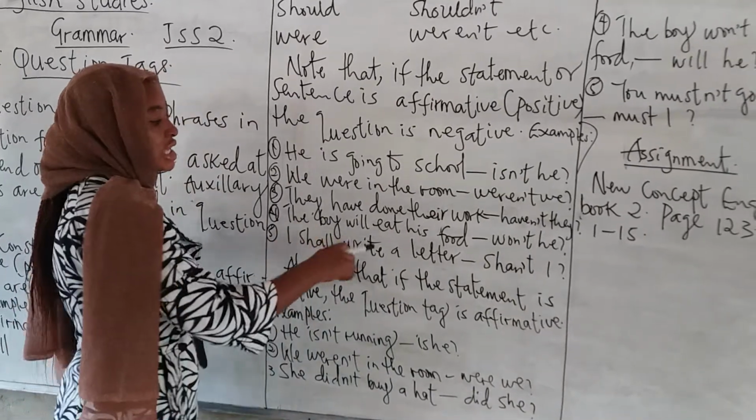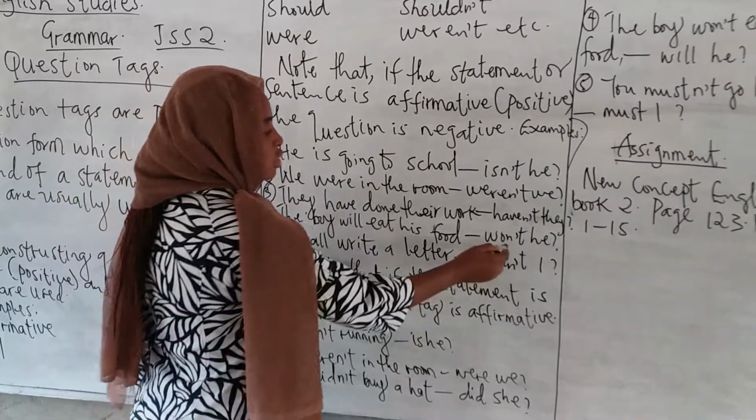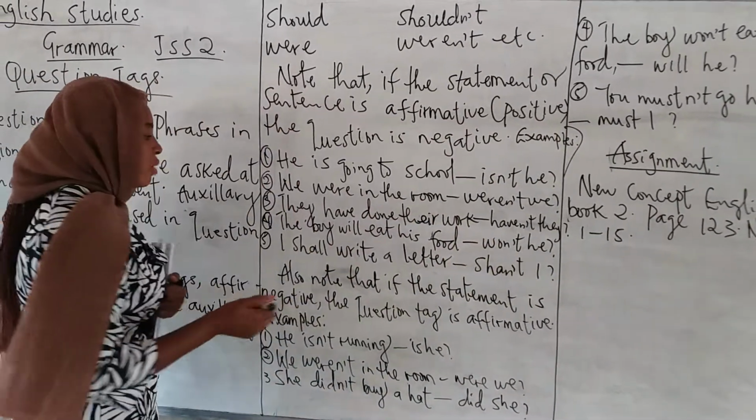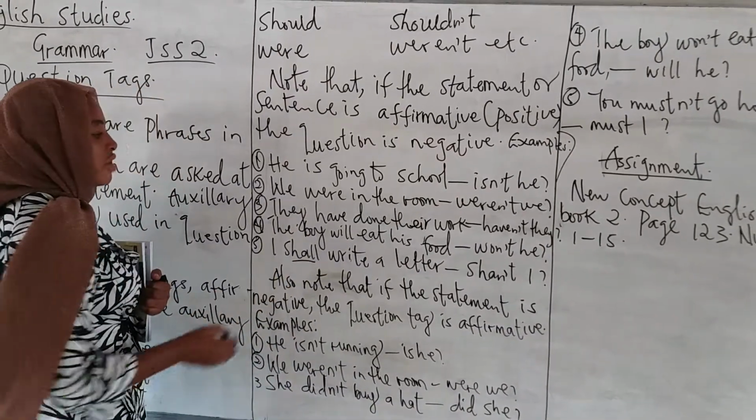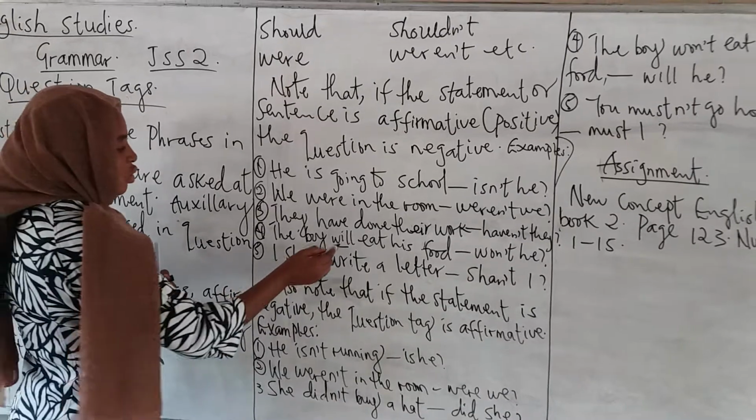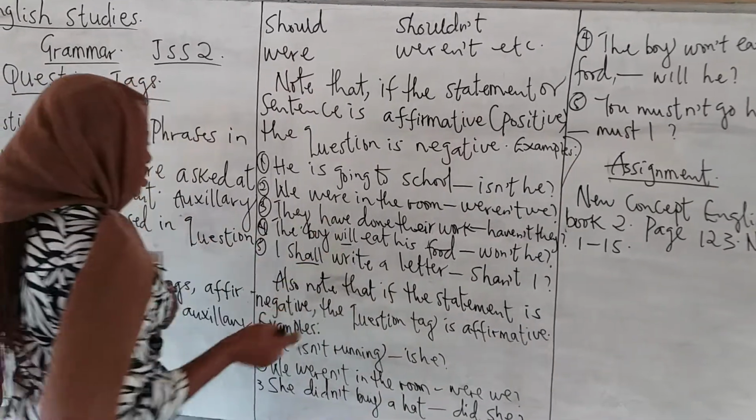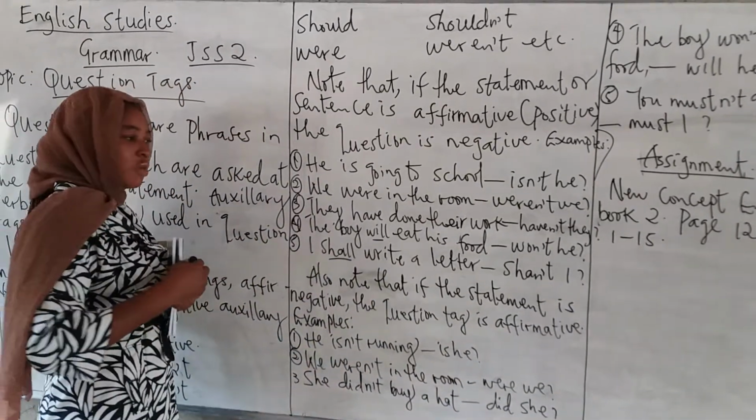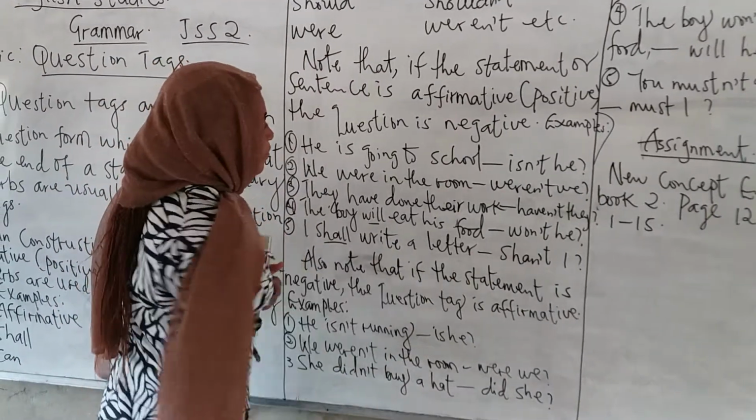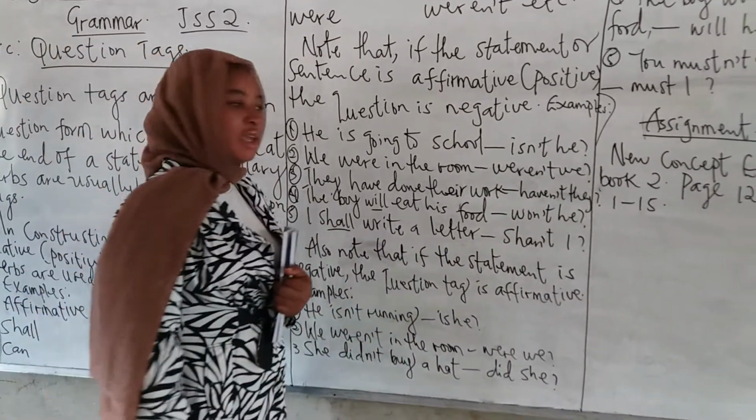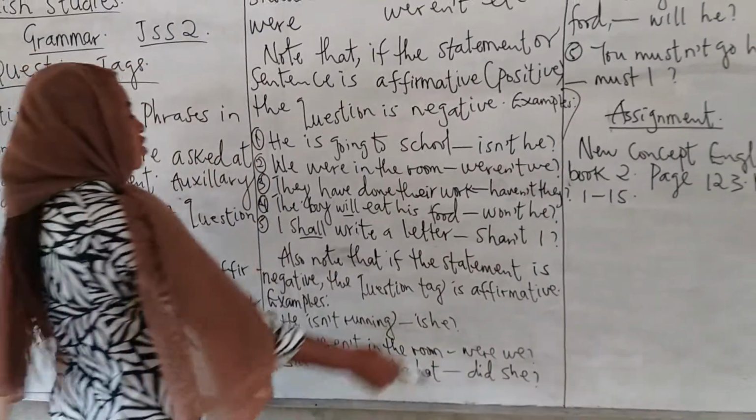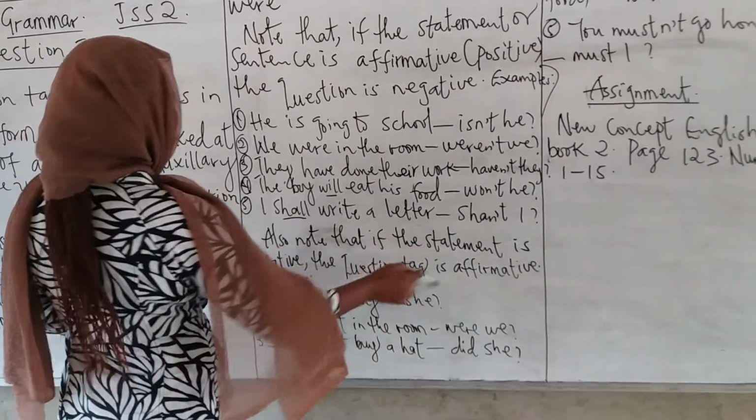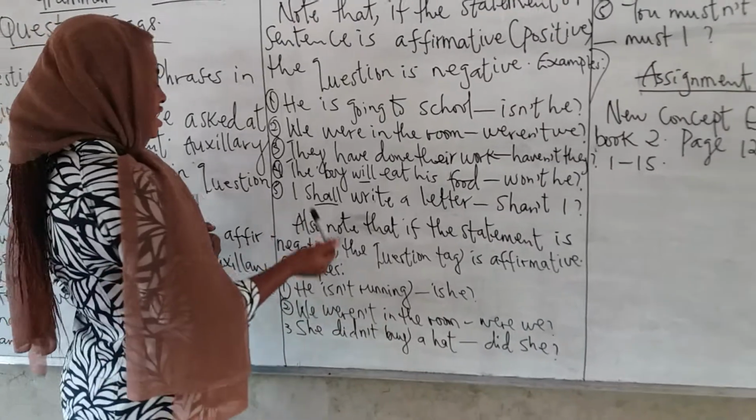The question tag here is won't he? Remember that the question tag is gotten from the auxiliary verb. This one is an auxiliary verb, that is shall, will, and the others too. Now, I shall write a letter. The question tag is shan't I? With the question mark.